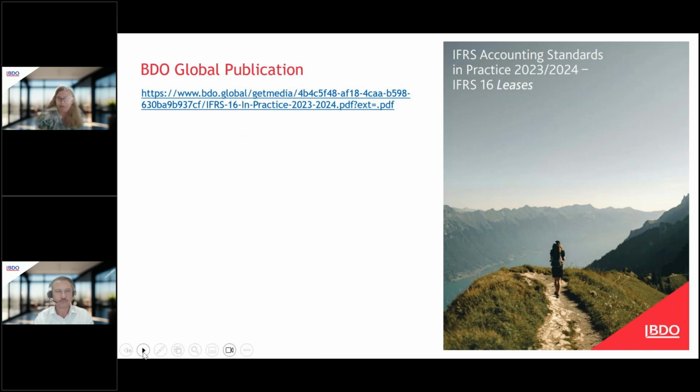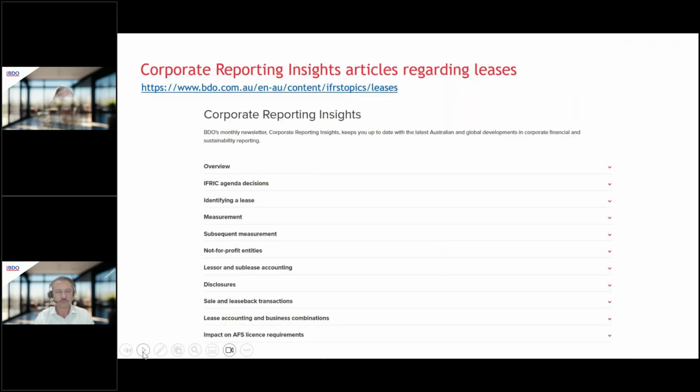We have a BDO Global publication, and this is a link to our website with the headings of all the articles that we've written over the last 6 years around lease accounting. I couldn't fit all the articles in, so I closed the drop-down menu and I just had all the headings. We've got an extensive list of articles on lease accounting that you could look at for guidance.